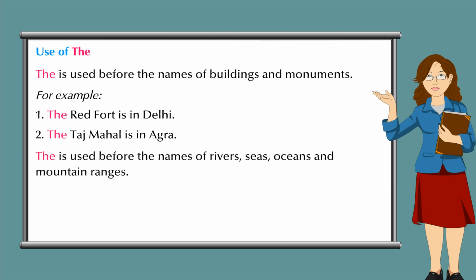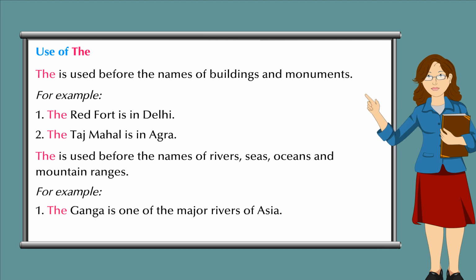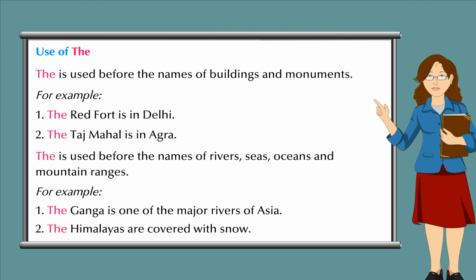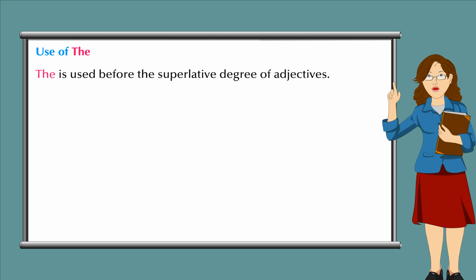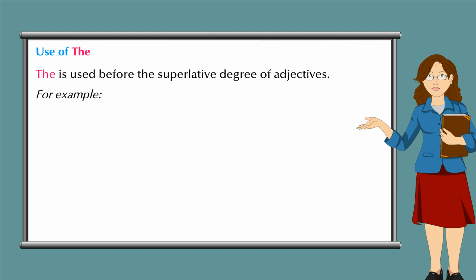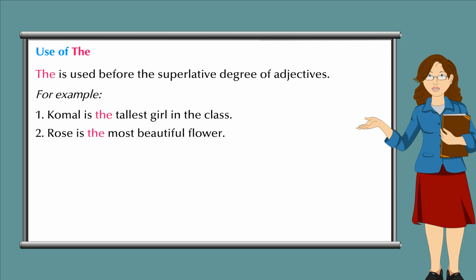The is used before the names of rivers, seas, oceans and mountain ranges. For example, number 1. The Ganga is one of the major rivers of Asia. 2. The Himalayas are covered with snow. The is used before the superlative degree of adjectives. For example, number 1. Komal is the tallest girl in the class. 2. Rose is the most beautiful flower.